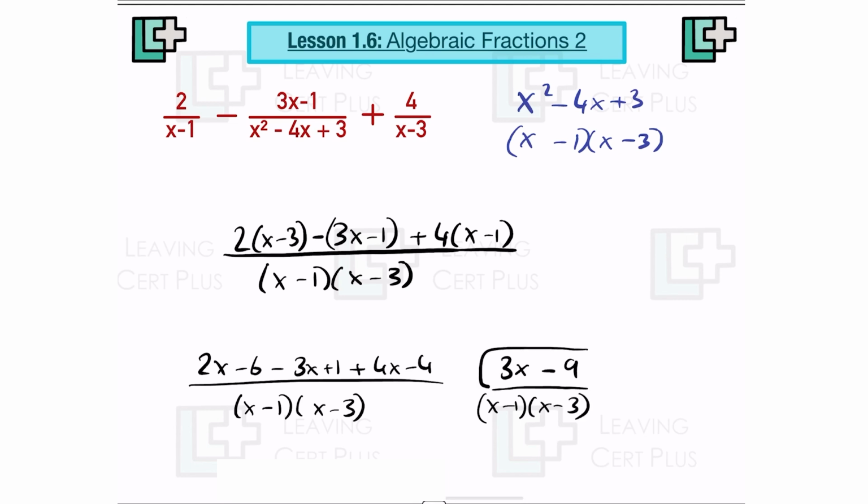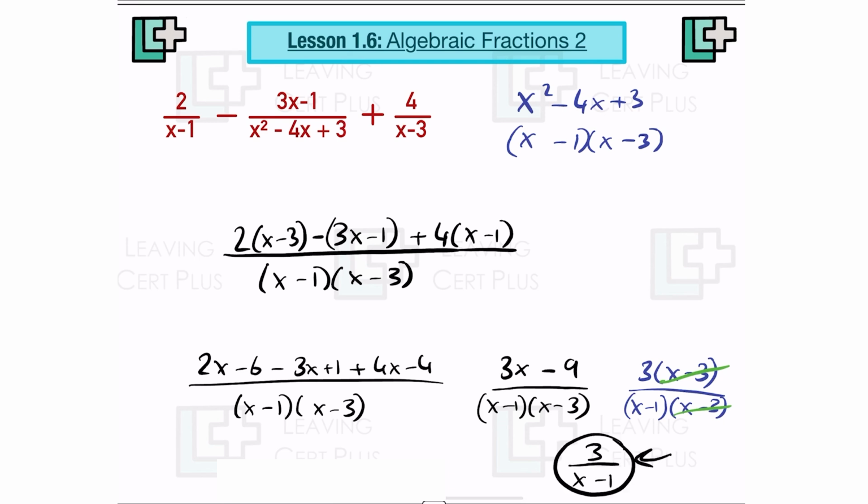You could take out a 3 on top. So just to simplify here, you could take out a 3 and you'll have x minus 3. And then you'll have your x minus 1 and an x minus 3 on the bottom. So you can see that we've got an x minus 3 on top and the bottom, so they can cancel. So that works out as a pretty fraction of 3 over x minus 1. It might not always work out as pretty as that, but it did in this case.